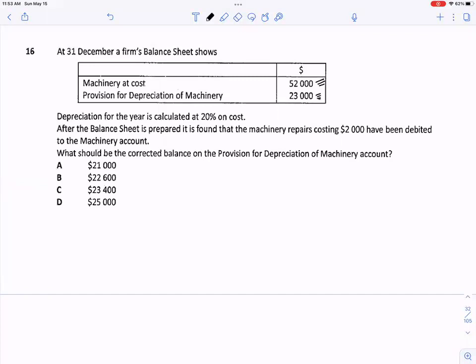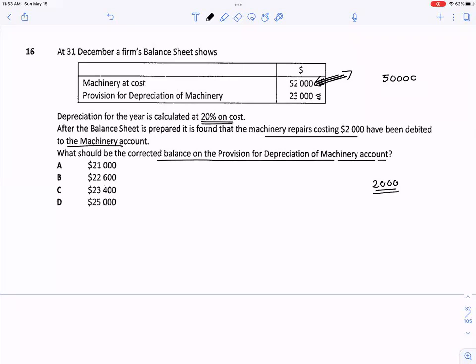And the provision for depreciation is 23,000. Depreciation is calculated at 20% on cost. After the balance sheet is prepared, it is found that machinery repairs costing 2,000 have been debited to the machinery account. That means they found out that there were 2,000 of repairs included over here. So the original cost of the machinery should have been 50,000. What should be the corrected balance on the provision for depreciation account?